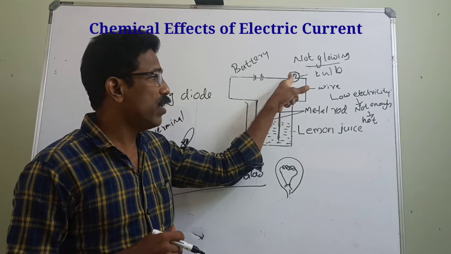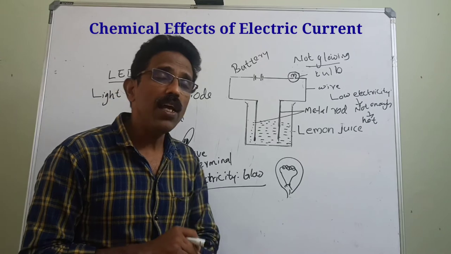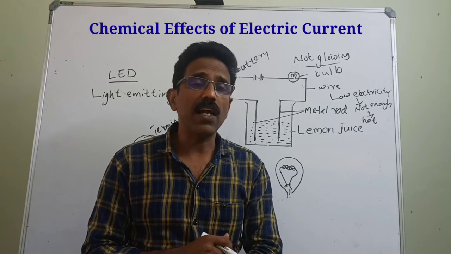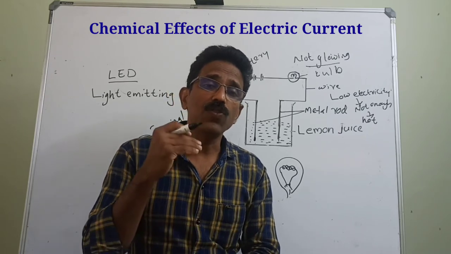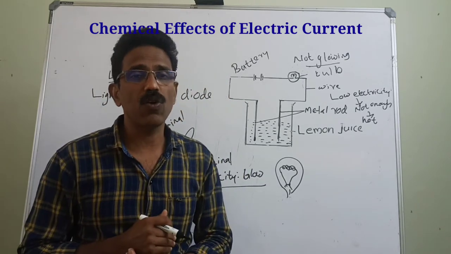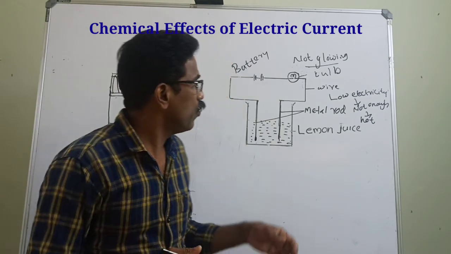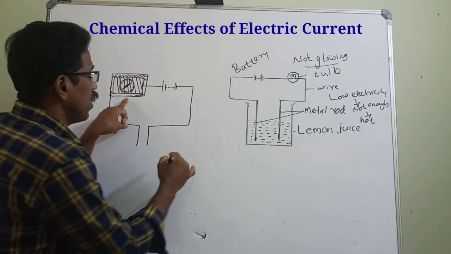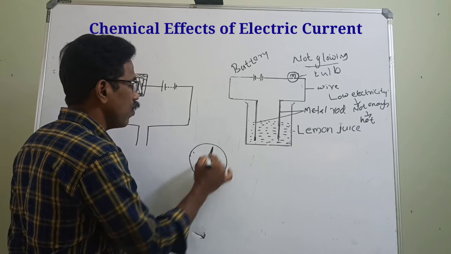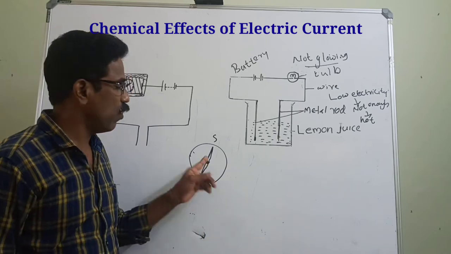So if in place of this ordinary torch bulb we use an LED, the LED glows. And another very easy method of testing the conductivity is by using a magnetic compass. Last year you studied the magnetic effect of electric current. So let us see another tester that we can use in place of the torch bulb, by using a magnetic compass. Its needle always aligns itself in the north-south direction, that you have studied.